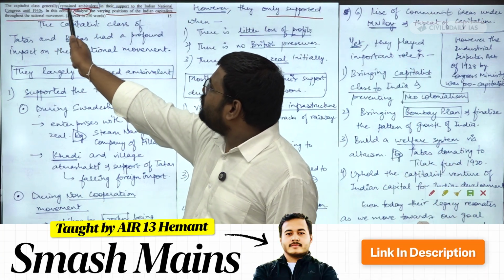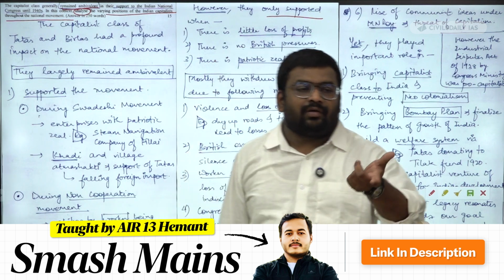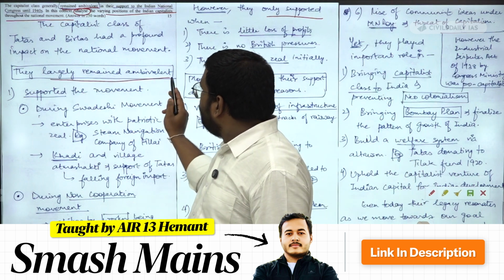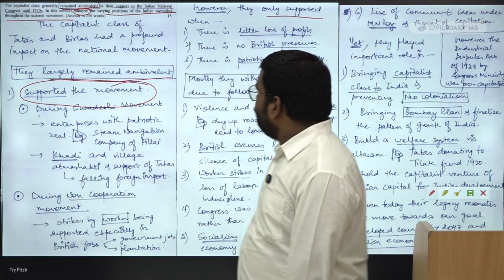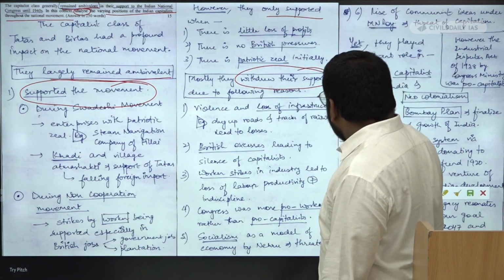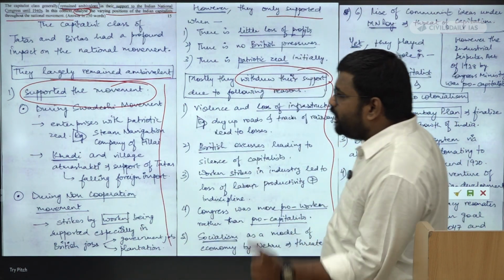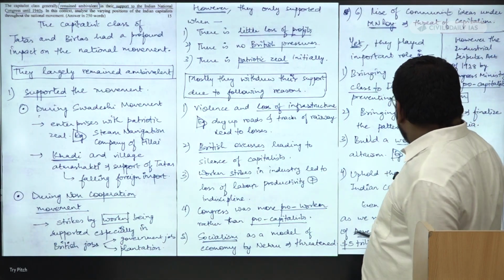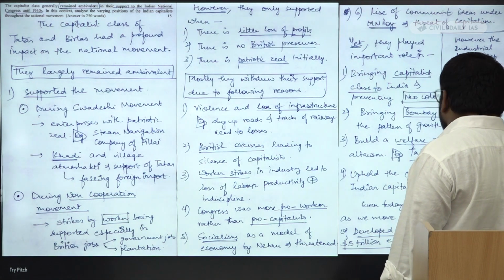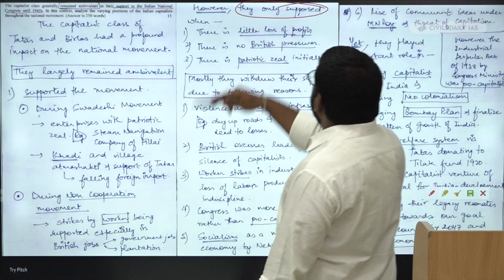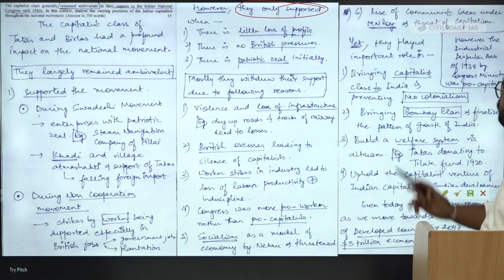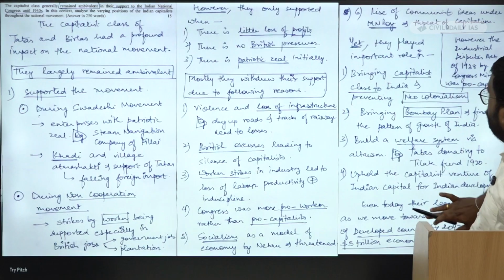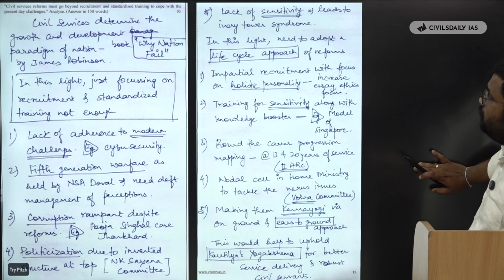They are talking about the capitalist class remaining ambivalent. That means they supported sometimes, they opposed sometimes. So basically you have to elaborate upon both. So they largely remained ambivalent because first they supported and then they withdrew their support. So he has provided both sides. The only thing he has done is that whenever he provides any argument, he provides the reasons behind it. They only supported when. Okay, I will show you one more answer of such kind. Okay, this. I think this one.